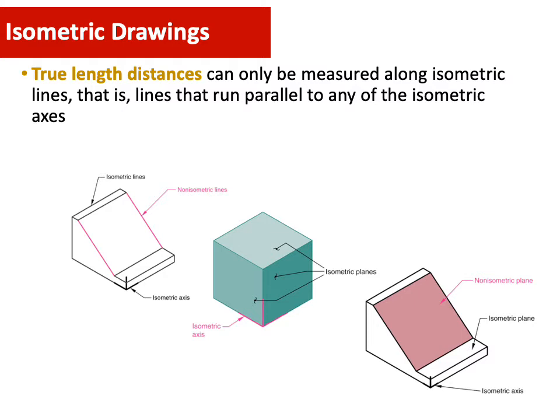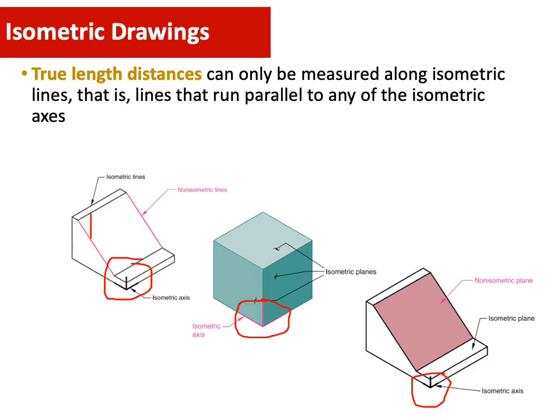For isometric drawings, the true length distance can only be measured along isometric lines. That is, a line that runs parallel to any of the isometric axes. So here, you have 3 axes, right? If you're referring to these figures, this will be your isometric axis. So you're going to have 3 axes.